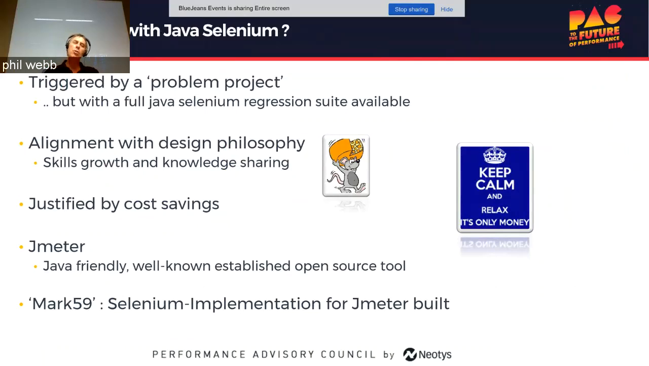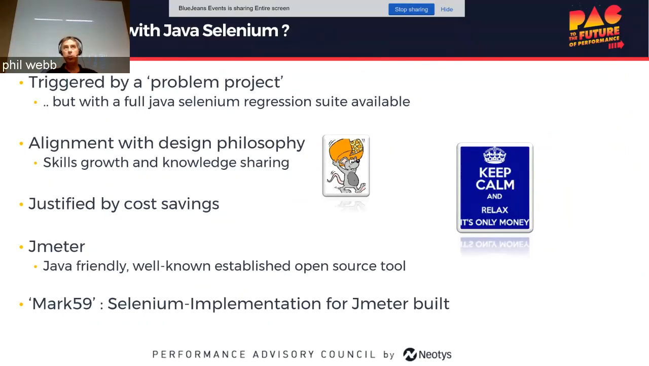So we came up with the idea of using Geometer. We'd actually thought about this for a while, about using Geometer and Selenium together, but we needed some sort of trigger, which was an application that was going to be massively difficult to script in LoadRunner, but it had a full Java Selenium suite available. So that became a cost justification for actually proceeding with the Java Selenium solution that I'll talk about in a minute. We didn't really do it because of the cost. We did it for process improvement, but that was just really the trigger.